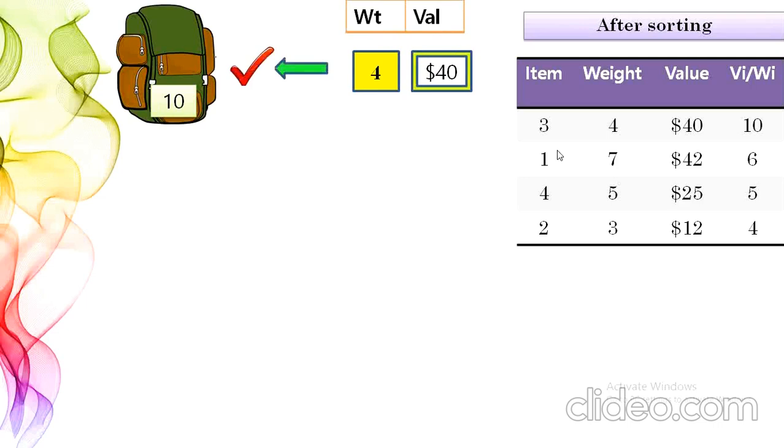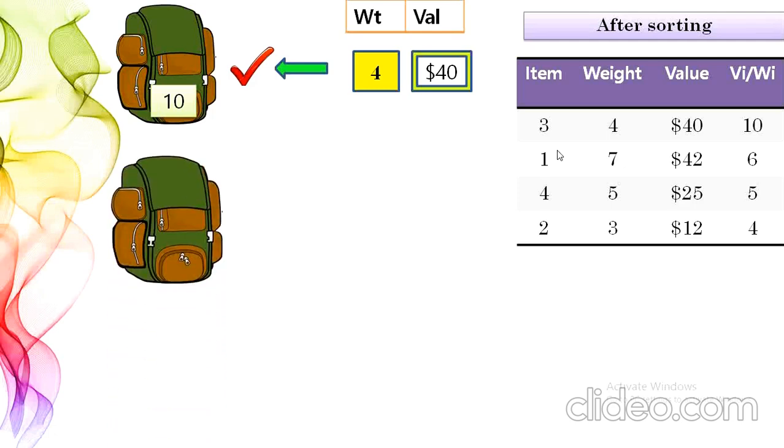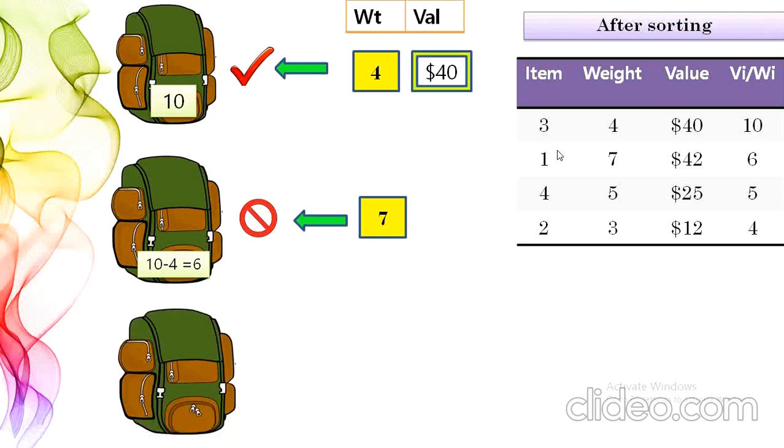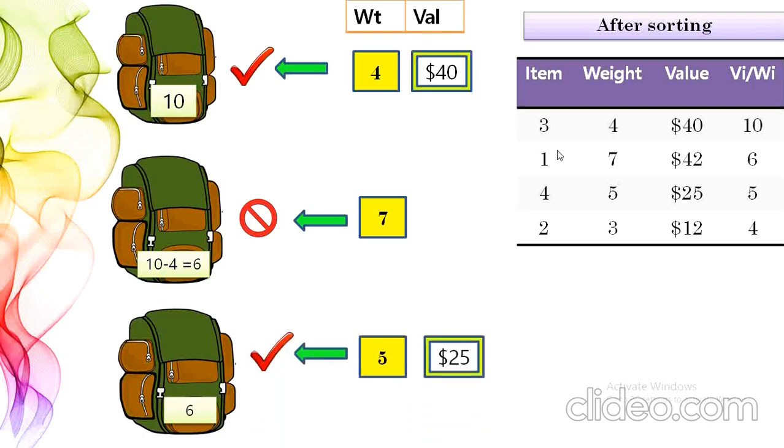Go to the next item, that is item 1, but the corresponding weight is 7, and we have only 6 as the remaining capacity. So we cannot add item 1 into the knapsack. What do we have to do? We move to the next step, that is, we select the fourth item. The weight corresponding to the fourth item is 5 only. Here the remaining capacity is 6, so 6 is greater than 5, and we can load item 4 into the knapsack. Now my knapsack capacity is 1.